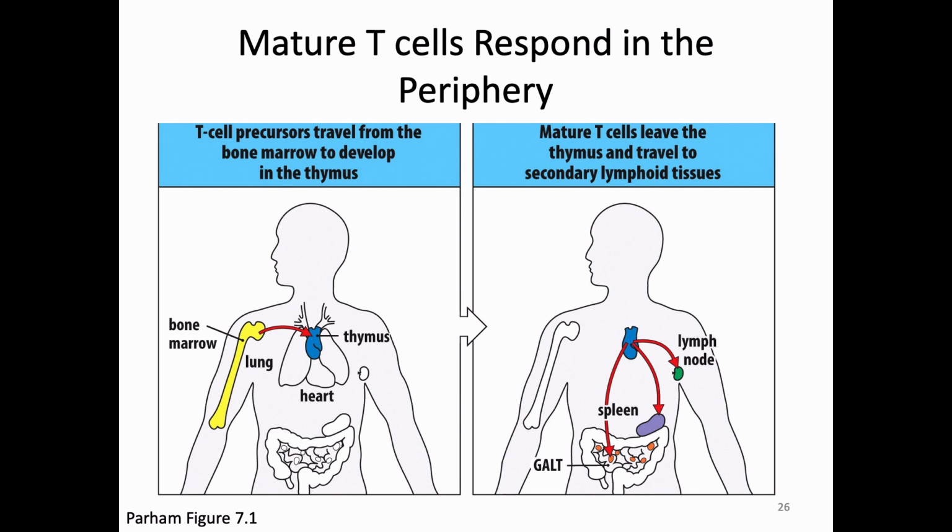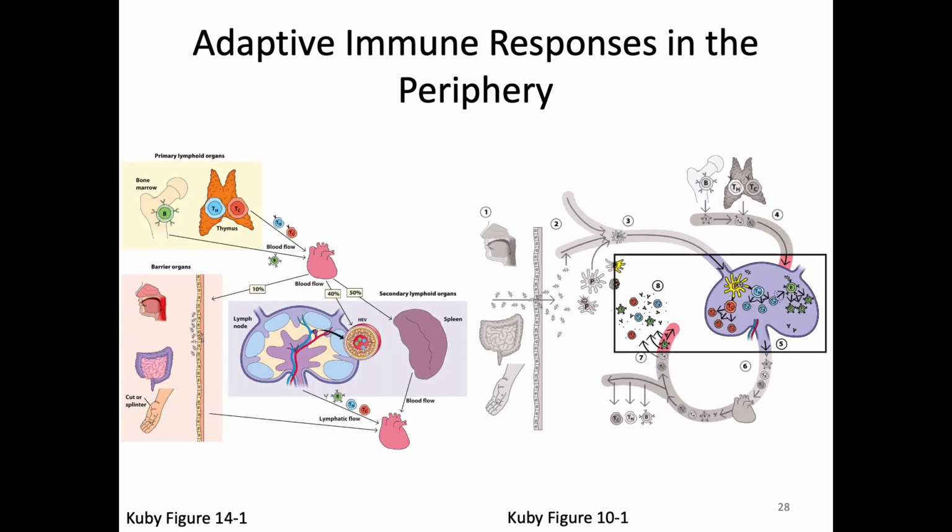So we're switching gears now to see that we're actually going to get to watch our cells do something against a microbe. We've made them. We've built the whole immune system. Now we get to use it. So we're looking at our T cells in the periphery, or more specifically, we are now going to be looking at adaptive immune responses in the periphery.